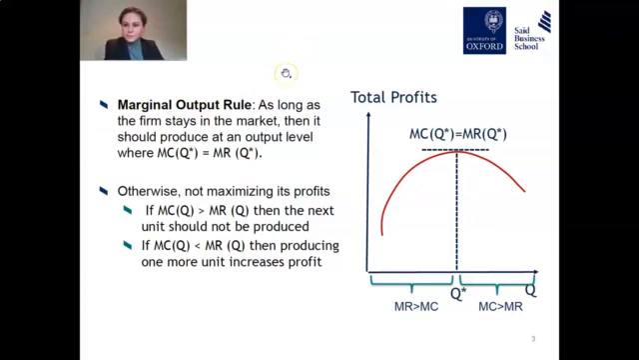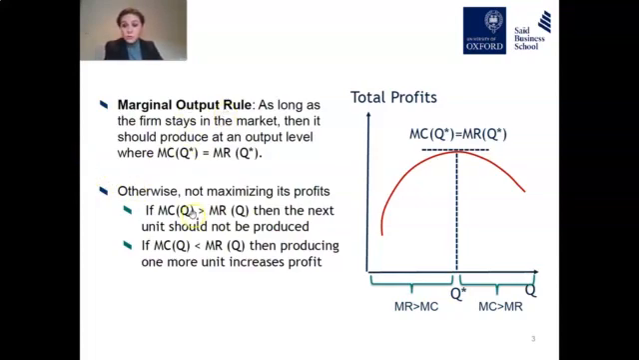So what does it mean? Let's try to understand this at an intuitive level, as I said before. This rule also implies that if the firm is producing at an output level where marginal revenue is not equal to marginal cost, then it's not optimizing its profits. Let's ask why. Let's begin with the simpler case, which is when marginal cost is greater than marginal revenue. A lot of people find this case a little bit more straightforward and easier to understand. So let me begin with that.